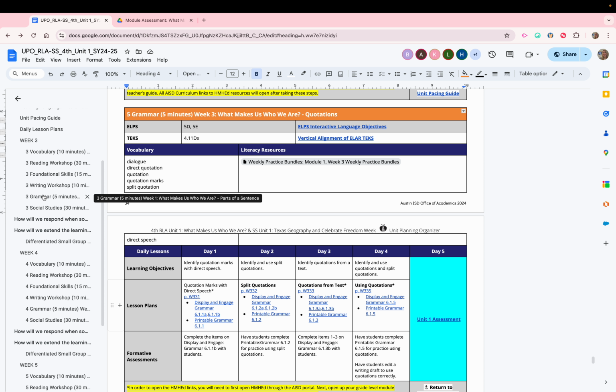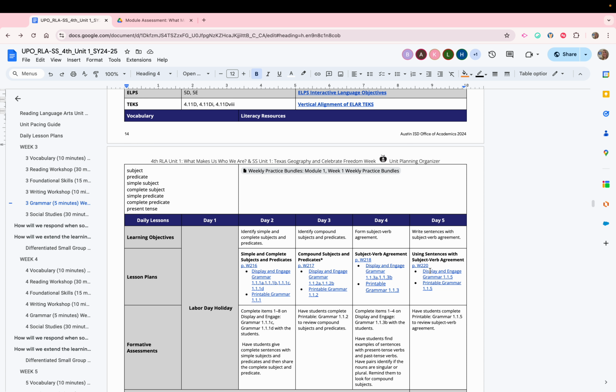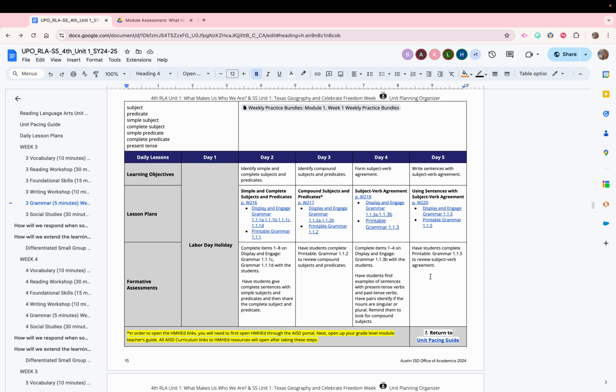So let's go back to week 3 and dig into one of the lessons. Let's look at day 4, form subject verb agreement. And I noticed that in the suggested formative assessment, it says complete items 1 through 4 on display and engage with the students. Have students find examples of sentences with present tense verbs and past tense verbs. Have pairs identify if the nouns are singular or plural. Remind them to look for compound subjects.